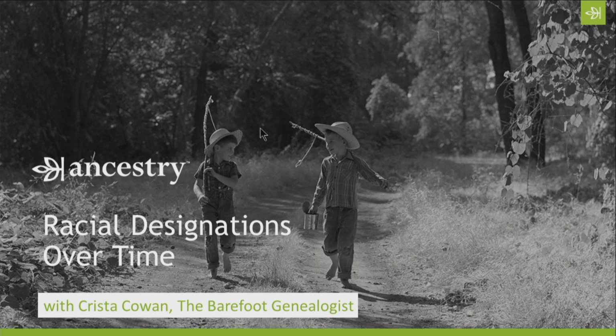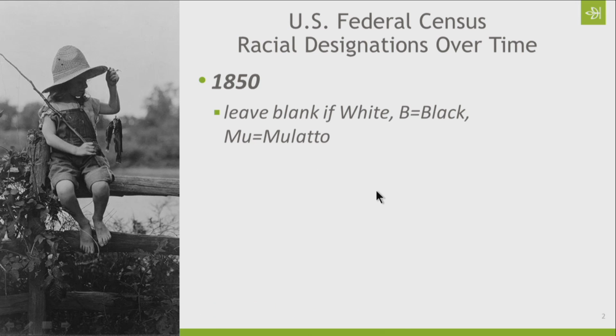So we're going to look at, again, the racial designations over time according to the U.S. federal census. We're just going to go census by census from 1850 through 1940, and then I'll wrap up by talking about what that means for you and your research. So let's dive in.